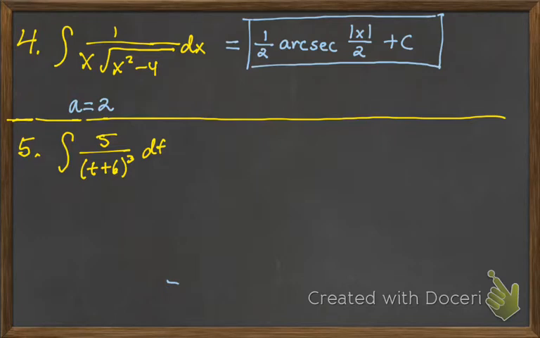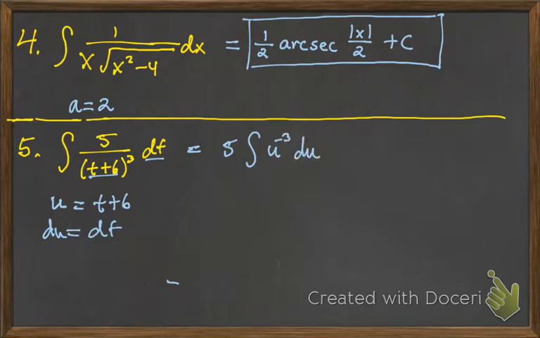It is going to be a power rule, but we'll probably want to do a U substitution. So we'll let u equal t plus 6, du will be dt exactly. And so this will become, we'll factor out the 5. And then u is the t plus 6, and it's in the denominator with an exponent of 3, so that would be u to the minus 3. And so that's a simple power rule.